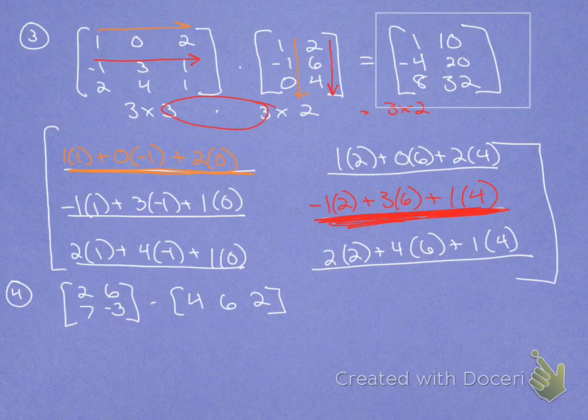Last one. 2 by 2 times a 1 by 3. Insides do not match. Answer does not exist. If I tried to work on this to the right and down, these numbers would be multiplied together, but there's nothing below the 4 to multiply the 6 by. I can't move to the right and go down at the same time, so there is no solution.